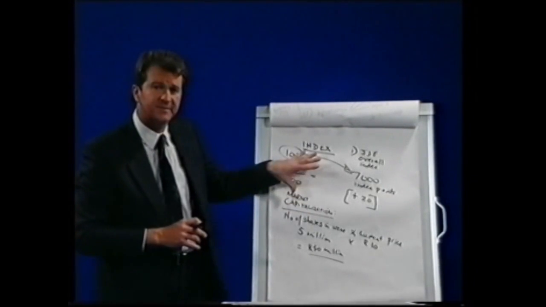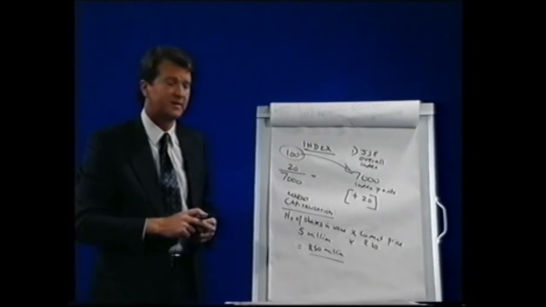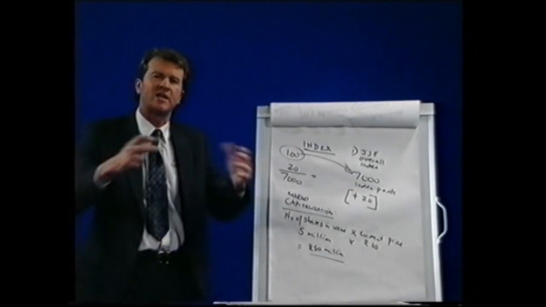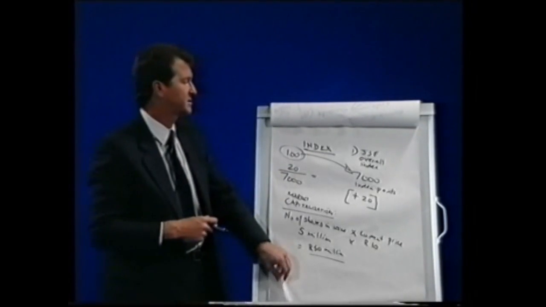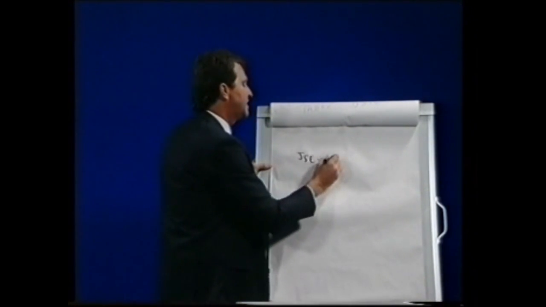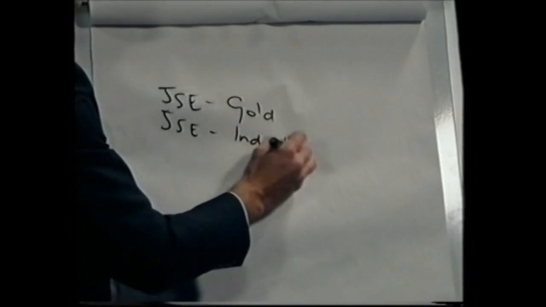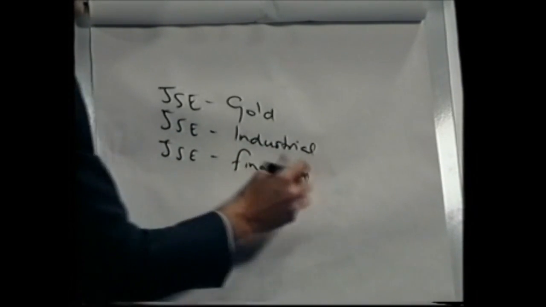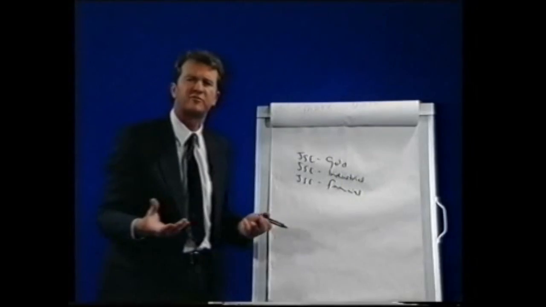So that's the concept of an index, and it gives us an understanding of how the market performed yesterday. We can see the market went up by 20 points. We can convert that to a percentage and get some understanding of the overall performance of the market. But in addition to the overall index, you may also see on your television screen that there is a JSE Gold Index, or the JSE Industrial Index, or the JSE Financial Index. In other words, we are also given information about various sectors within the market and how they've performed.